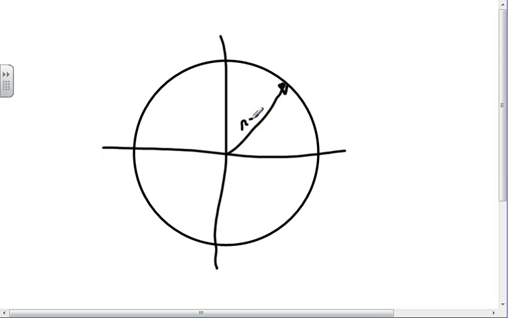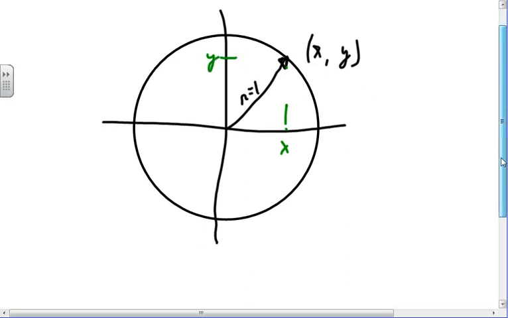R is equal to 1. That's why it's called a unit circle, right? All right, and here's my point X and my point Y. Down here is my point X, and over here is my point Y.